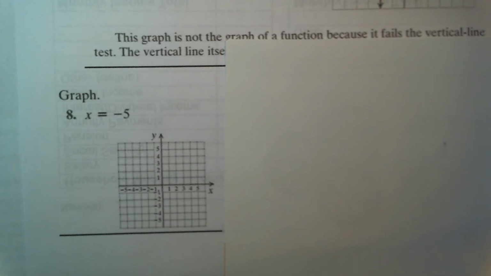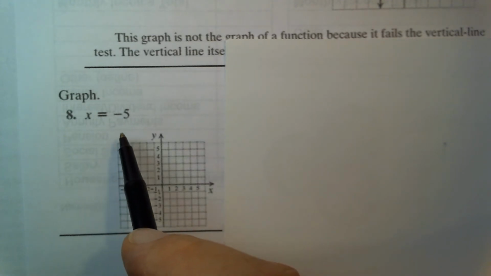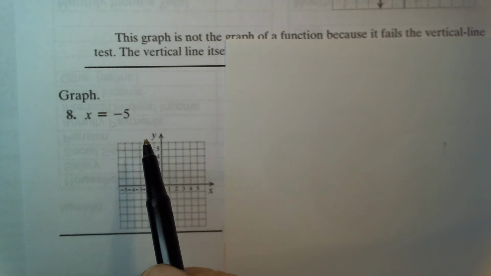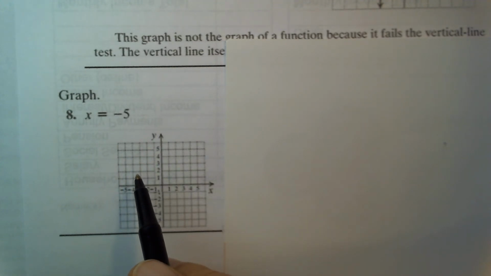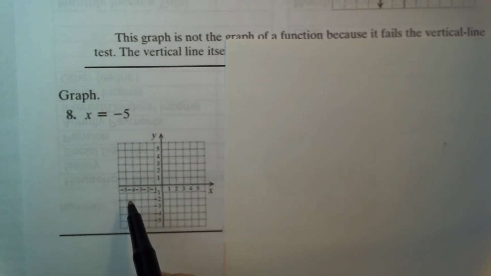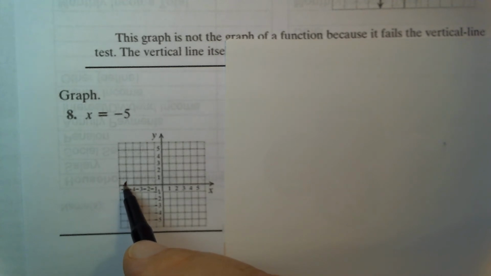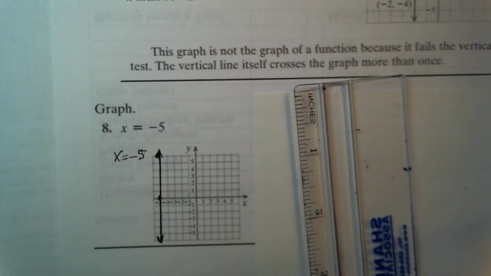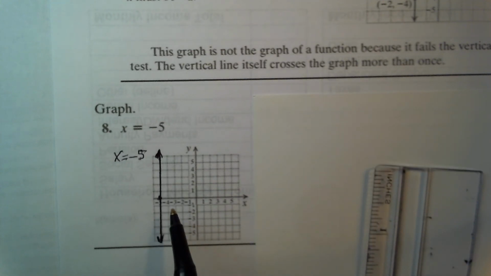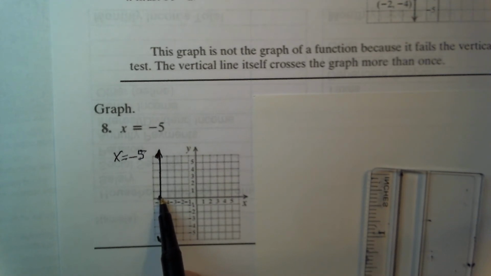In the next exercise, we are asked to graph x equals -5. Well, just as in the previous exercise, number 5, it's simply a vertical line to the point x equals -5, and since -5 is here, all we have to do is graph a line vertical, in other words, parallel to the y-axis. So here's the graph of x equals -5, parallel to the y-axis to the point x equals -5.